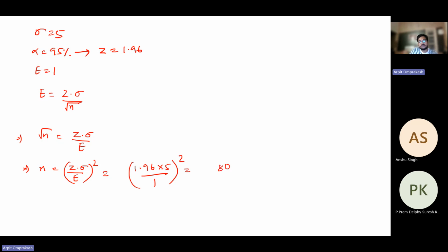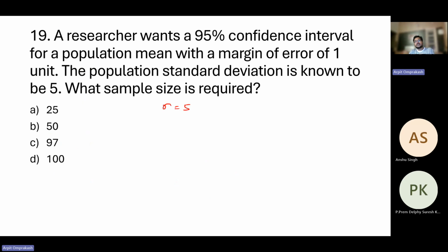9.48, 34, 9.8. This is 9.80 whole square, which will be somewhere around 96.04. Right. So we should have at least 96.04 samples so that we get a 95% confidence interval.